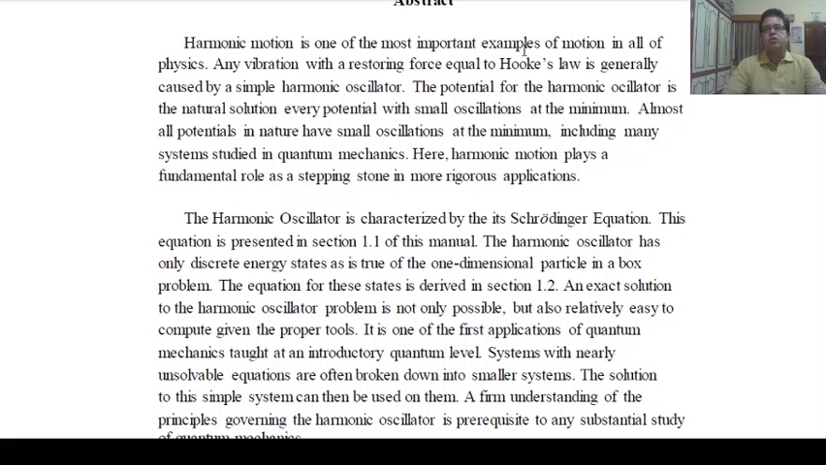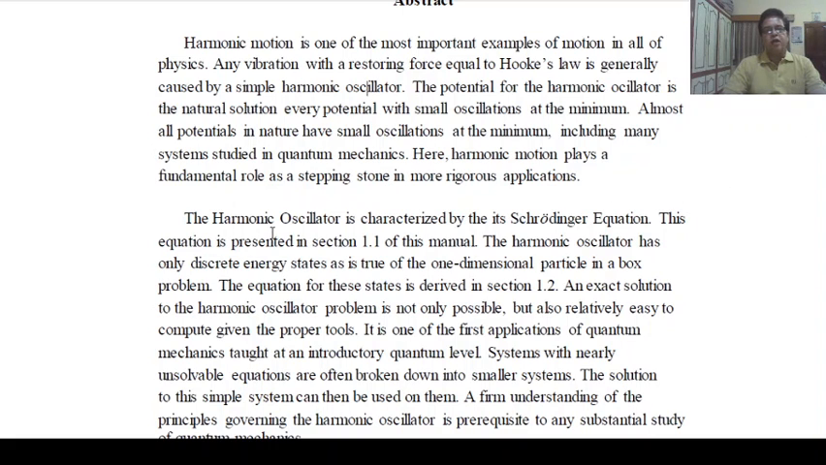Harmonic motion is one of the most important examples of motion in all of physics. Any vibration with a restoring force equal to Hooke's law is generally described by a simple harmonic oscillator. The potential for the harmonic oscillator is the natural solution for every potential with small oscillations at the minimum. Almost all potentials in nature have small oscillations at the minimum, including many systems studied in quantum mechanics. Here, harmonic motion plays a fundamental role as a stepping stone in more rigorous applications.